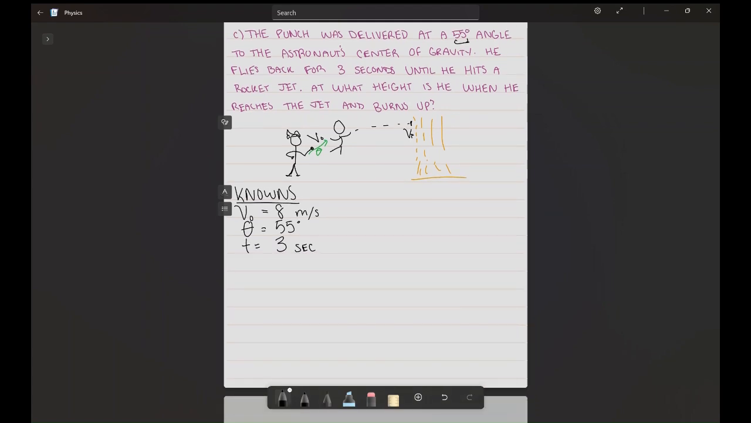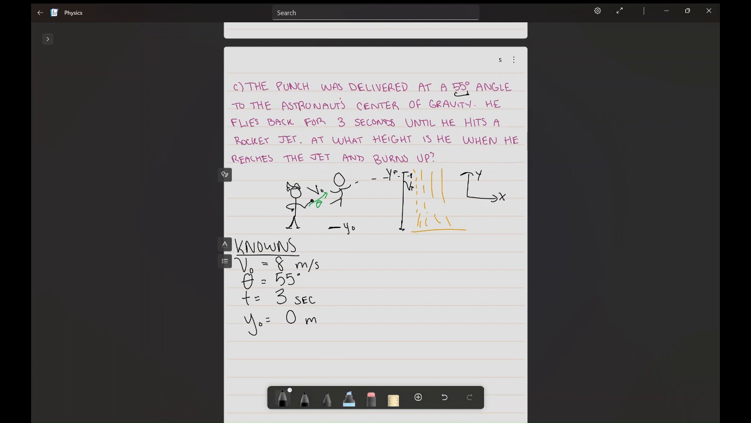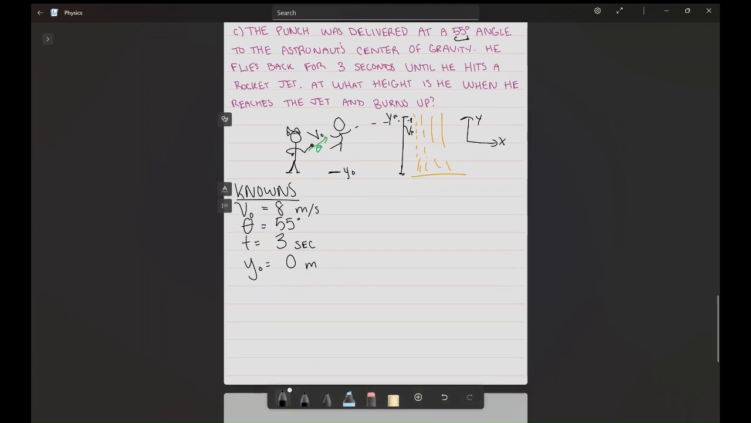What was our last known? We know that our y initial is 0 meters. So we're just going to take it from where the astronaut starts standing to our y final, y initial, and our coordinate plane here, of course. And our last known that I didn't list here, I have in my separate notes, but we need the gravitational constant of the moon.